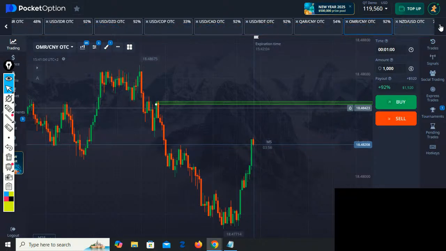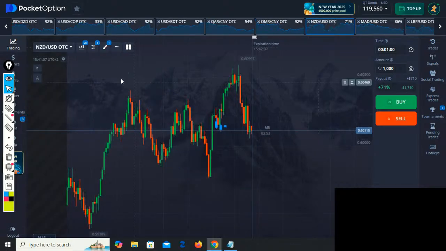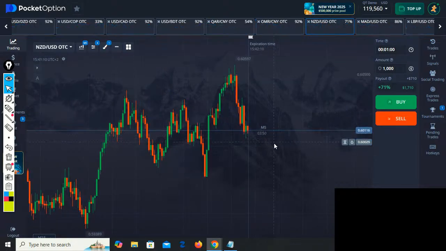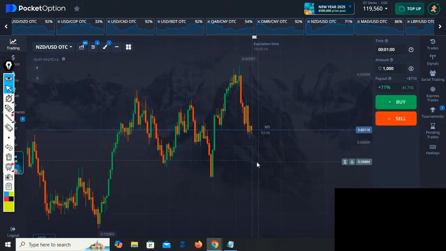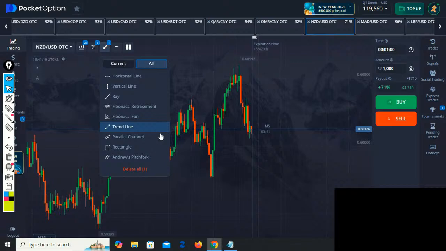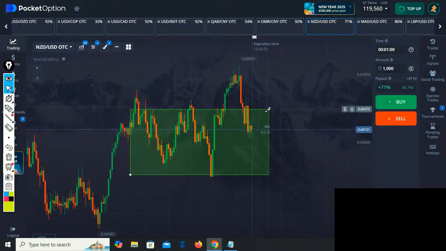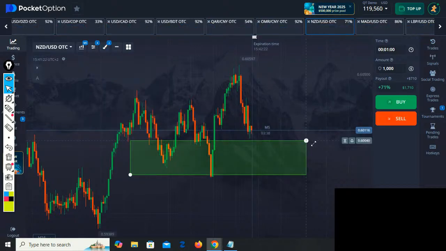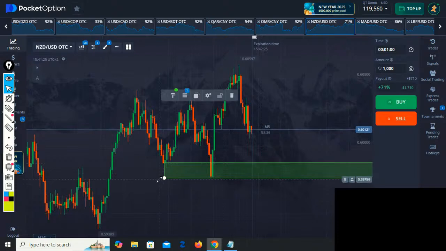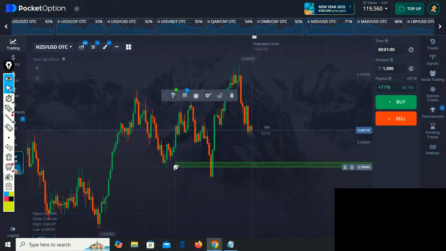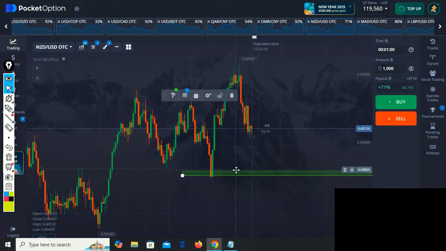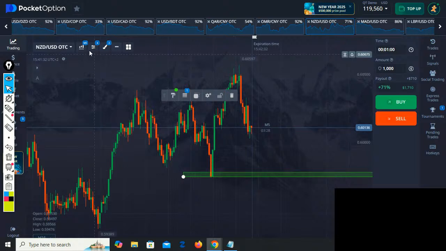So we have a setup over here. Let's wait for it to unfold. This is also nice. Let's set it up. It's gonna be in this area. Let me see on the 1 minute.